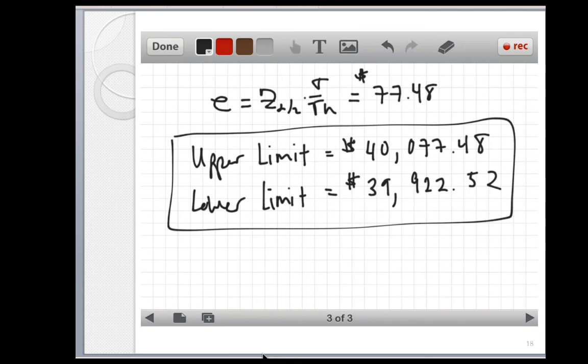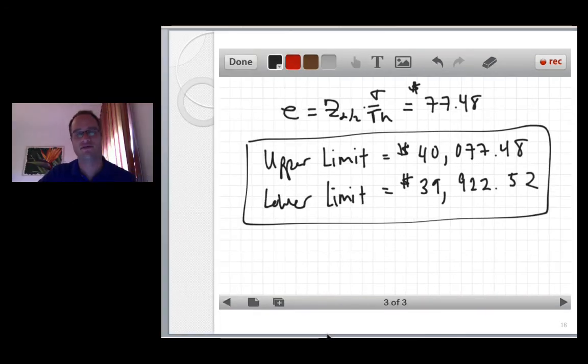The interpretation is that we're 95% confident. I'm 95% confident that the unknown population mean income is between $40,077.48 and $39,922.52. So that concludes the lesson for today.